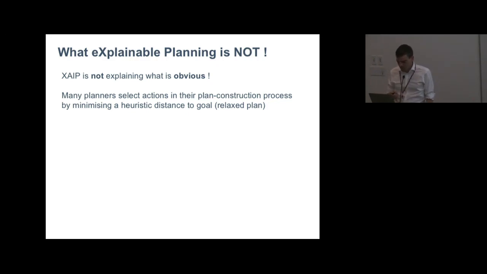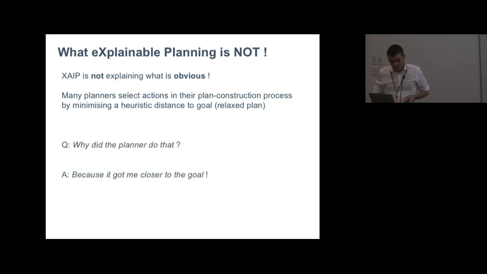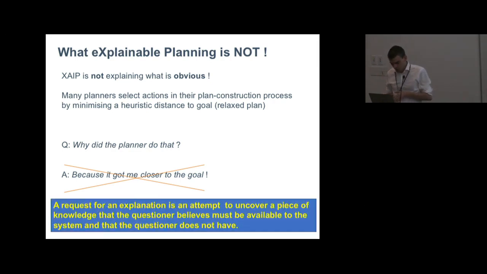So first of all, what explainable planning is not, is explaining the obvious, right? We know that many planners, as we have seen, select actions by, for example, minimizing the heuristics, right? Checking what state is closer to the goal. So if the question is, why did the planner do that? The answer cannot be because it got me closer to the goal, because this is the obvious, right? It's not an explanation, it's just telling what is obvious. Instead, we should try to uncover a piece of knowledge that the user believes should be available, which is not obvious from the planner.